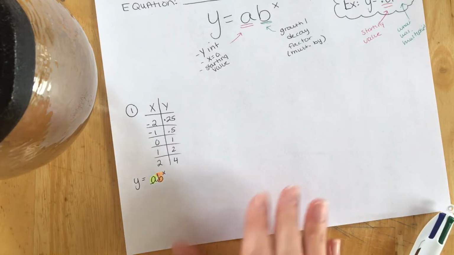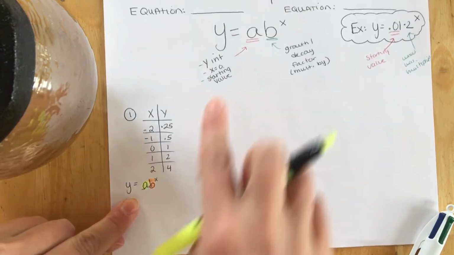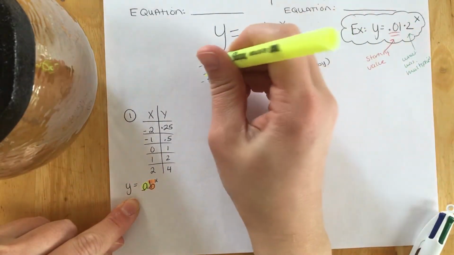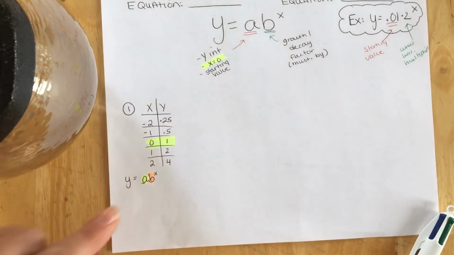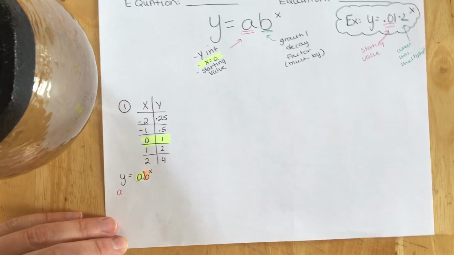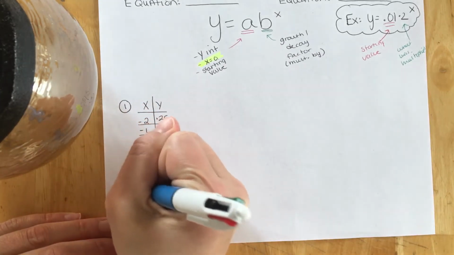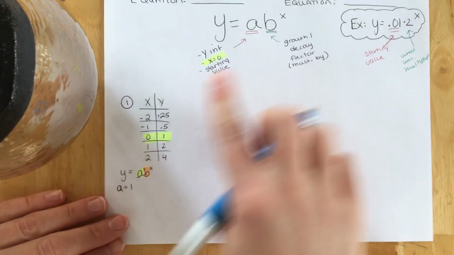Let's start with the y-intercept because it's actually sitting right there in front of your face, if you can see it. Your y-intercept, remember, is when x is equal to 0 if I'm looking at a table. So when x is equal to 0, my y value is 1. My a is equal to 1 here. So let's write that down. A equals 1. A equals 1.